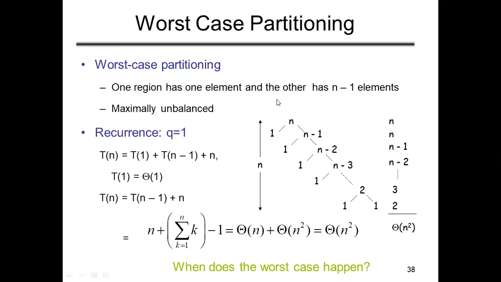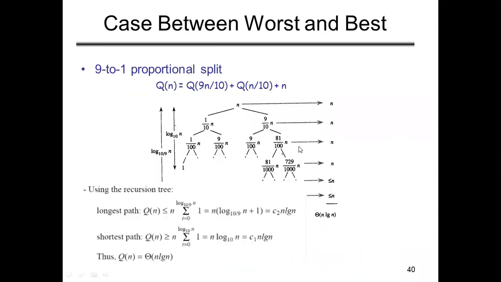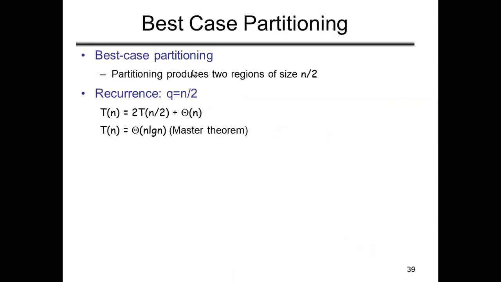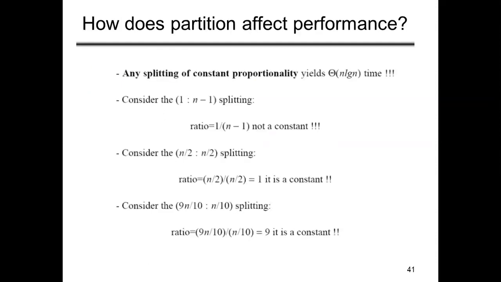Worst case: 1 and n minus 1. See this one. Best case partitioning produces two regions of size n by 2. This is the best case. So we have the worst case, best case, and average case.